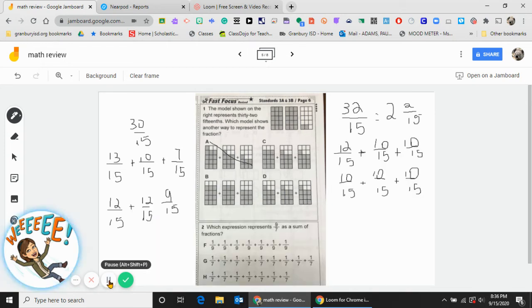Welcome back. Let's check your answer here. Well, if this is 12 plus 9, that does not equal 32. This is 10 plus 10 plus 10. That does not equal 32. That only equals 30. So we've got 30, 33. It's got to be C. 10 plus 10 is 20. Plus another 10 is 30. Plus 2 more is 32. C is your answer.